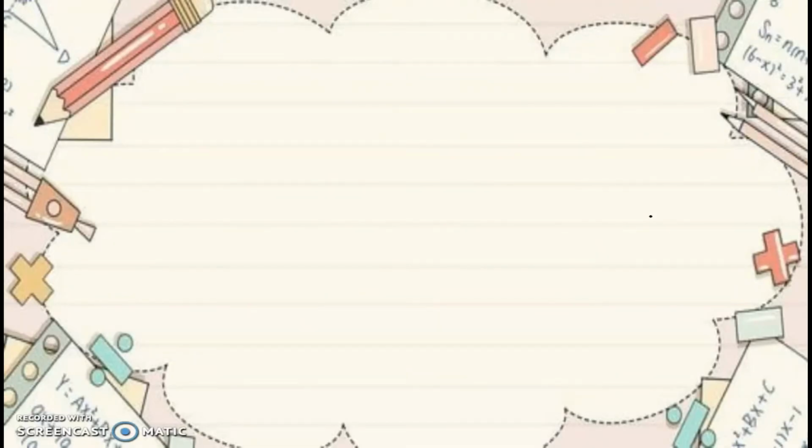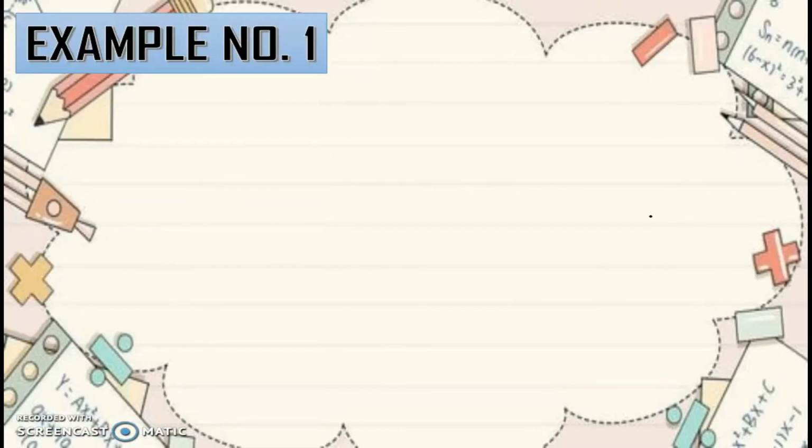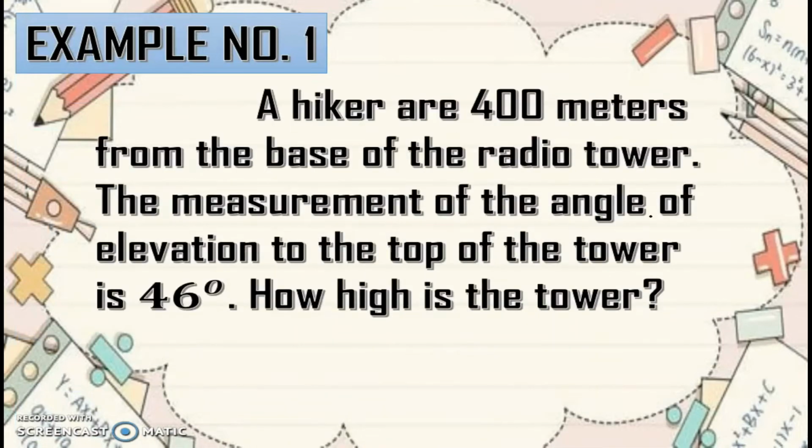So for you to understand angle of elevation and angle of depression better, let's have different examples. Example number 1. A hiker is 400 meters from the base of a radio tower. The measure of the angle of elevation to the top of the tower is 46 degrees. How high is the tower?